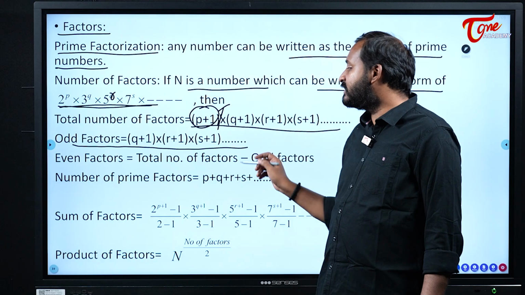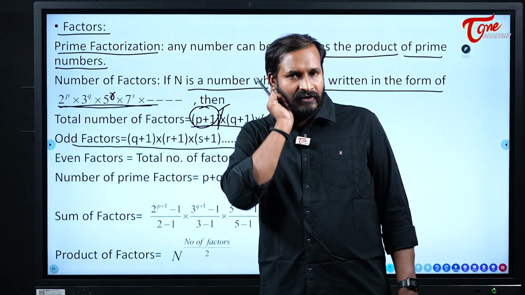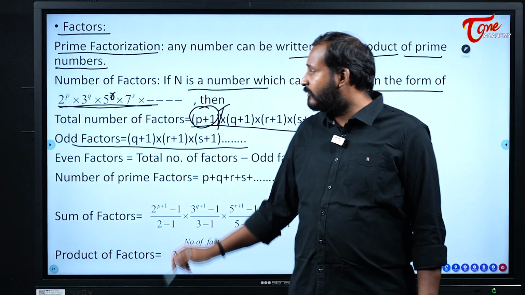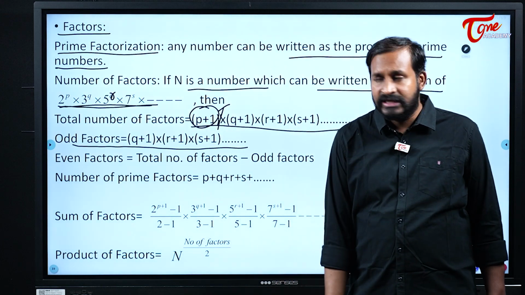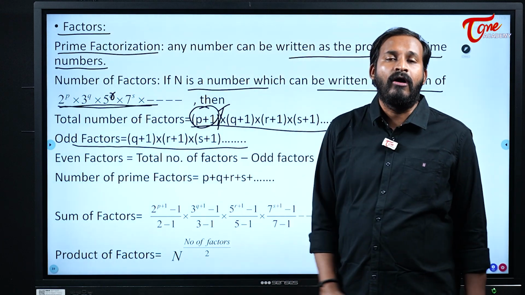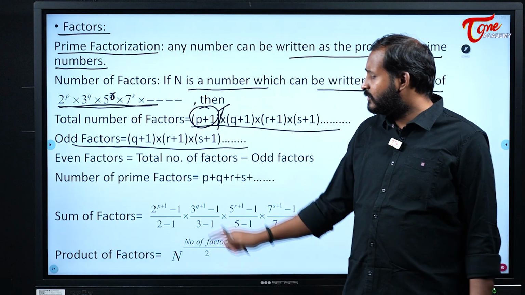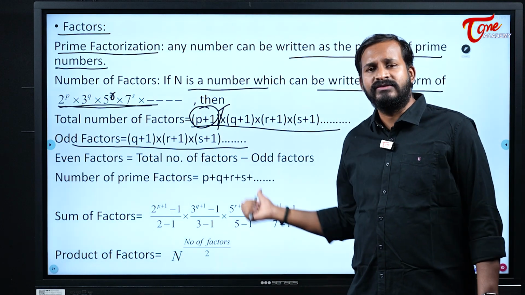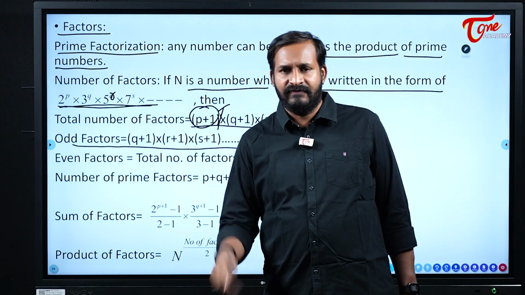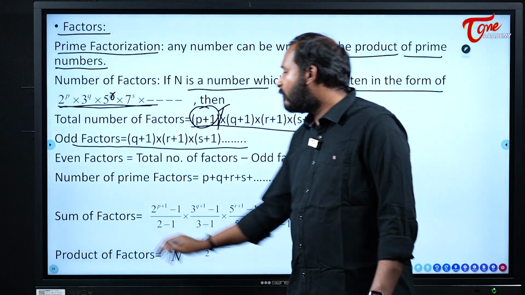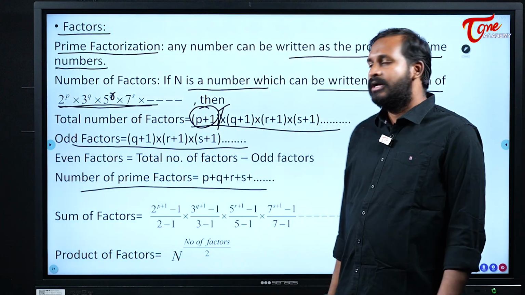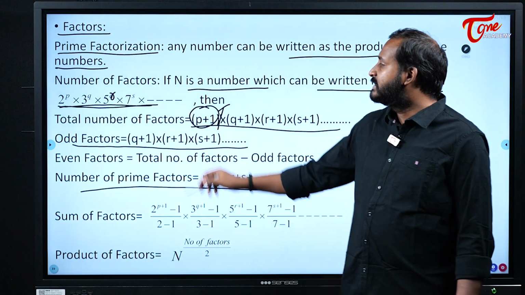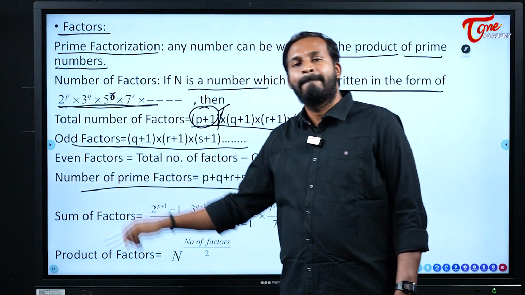Next, even factors. We do not have any direct formula to find the even factors. We have the formula for the total number of factors and also for the odd factors. So simply subtract the odd factors from the total number of factors, and you will get the even factors. Next, the number of prime factors: simply add the powers.